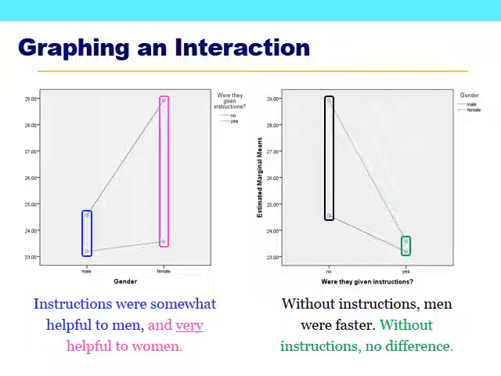The right side of this graph shows us that when people were given instructions, the difference between men and women was very small. In other words, men assembled the cart much faster than women, but only if they didn't have instructions. If both men and women were given instructions, the difference between the two groups was very small. Either of these would be an appropriate way to explain the interaction that we found, and we could do so using either the cell means or using a graph like we just did.